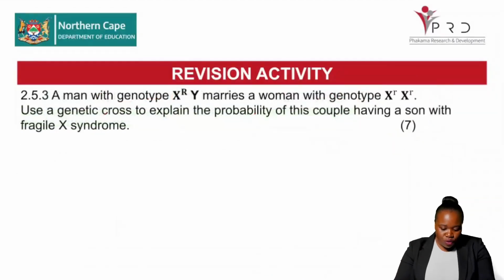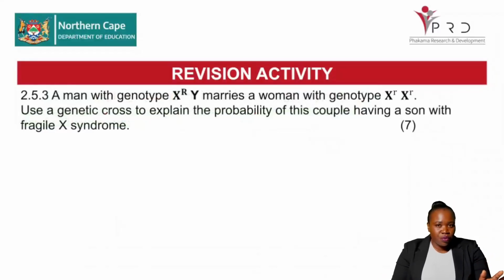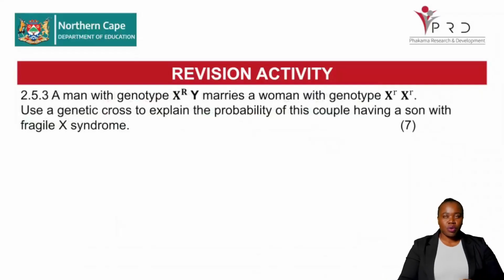Okay. And then 2.5.3, this is a genetic cross. I'm going to give you about 7 minutes to go through the question. Make sure that you use the correct format to complete your cross, right? And then we will have a look at that.